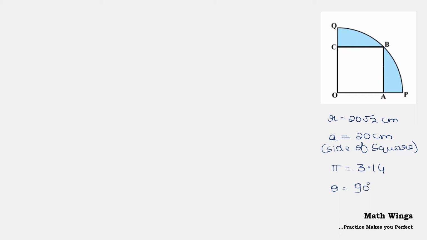What's the area of the square? Area of the square is equal to a square. A here is 20, so it is 20 whole square, that is equal to 400 centimeter square. We can keep it as equation 1.